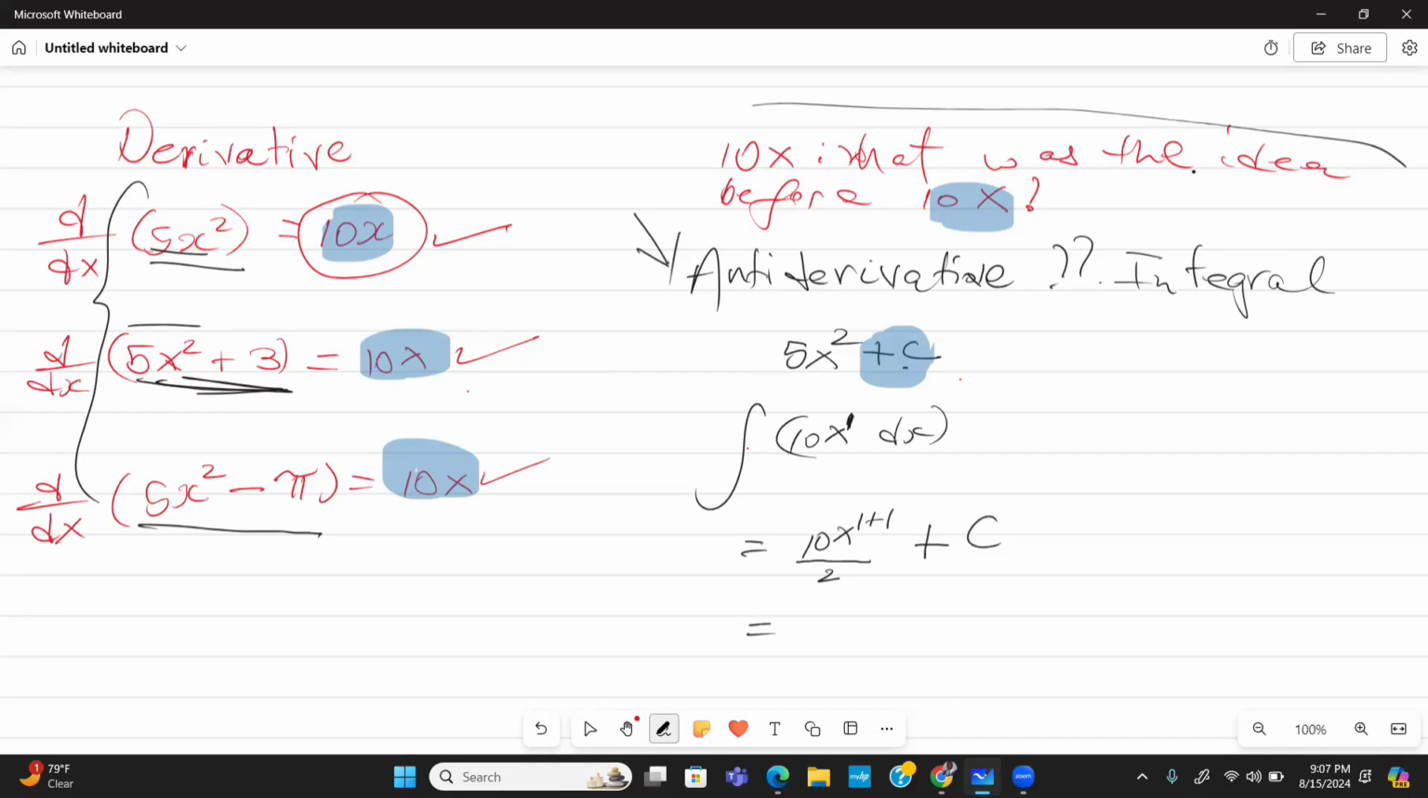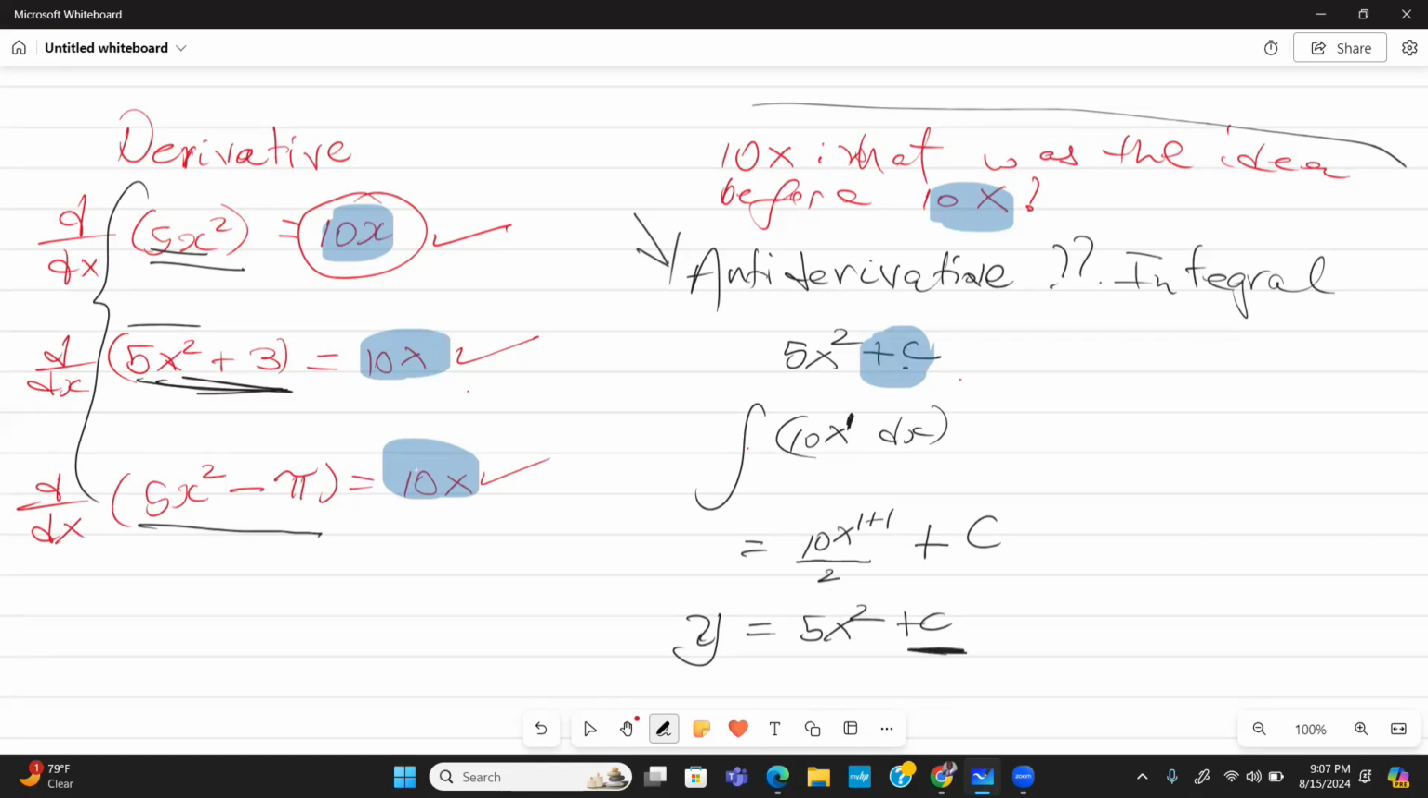So when you simplify this, we're actually getting this. This 2 will go into the 10 5 times. And then we're looking at x to the 1 plus 1 more, that is x squared plus C. So this is actually taking us back to the beginning, right? And let us say this was a function. This is basically saying y is equal to 5x squared plus C.